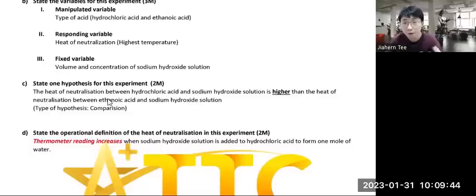So let's say from here we are using strong acid and weak acid, right? Which one is supposed to give you more heat release? Which one is supposed to have higher heat of neutralization? According to our smart chemistry brain, our smart guess is that strong acid should give you a faster reaction, a more vigorous reaction. Maybe it should have a higher heat of neutralization. Then that will be your hypothesis.